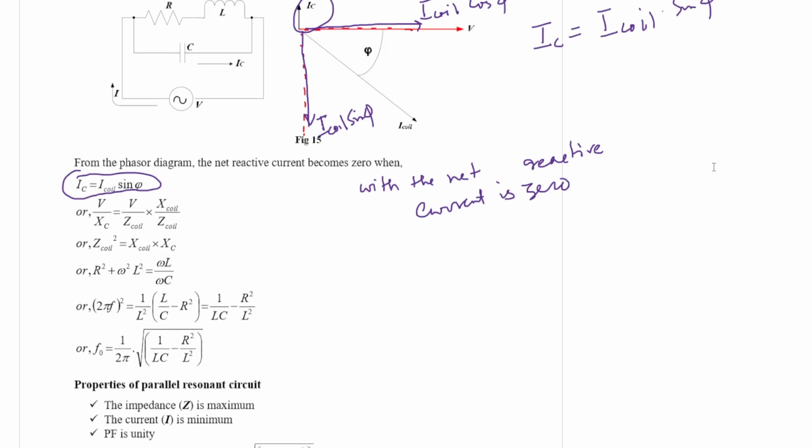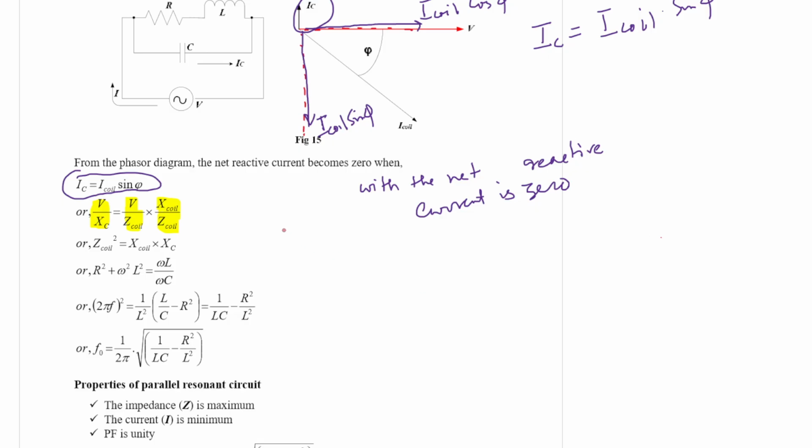What is IC? So IC becomes V by XC, quite obviously. What is I coil? I coil is equal to V by Z coil. And what is sin phi? Sin phi is equal to X coil by Z coil, from the knowledge of the impedance triangle.